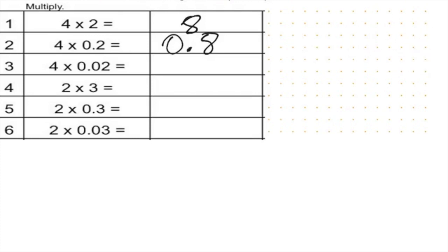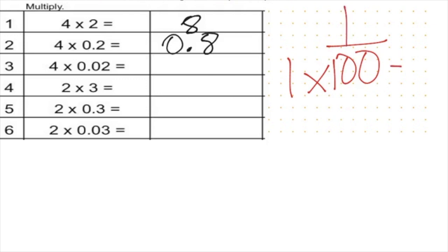Now, let's look at number 3. The 4 is in the ones place, and the 2 is in the hundredths place. So that means my answer is going to be in the hundredths place. Excellent. So 4 times 2 is 8, in the hundredths place, 8 hundredths. 0.08 is 8 hundredths. Now I want you to do 4 through 6 on your own, and then continue and finish the rest of the page. Push pause. Go.